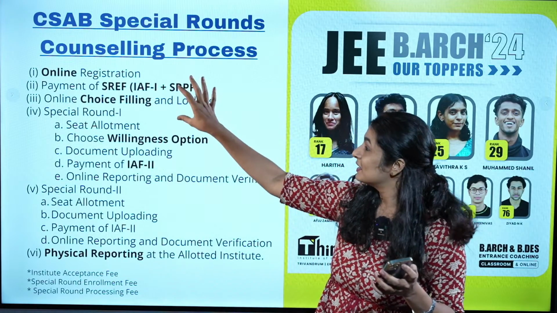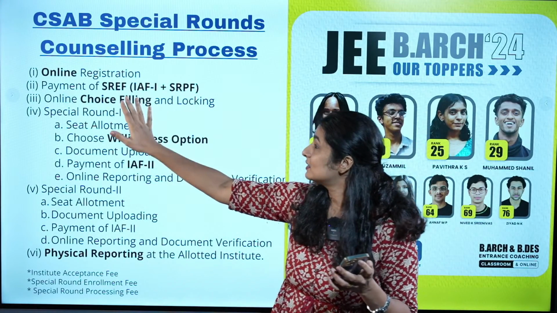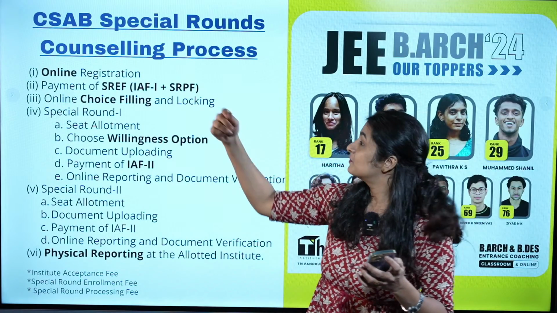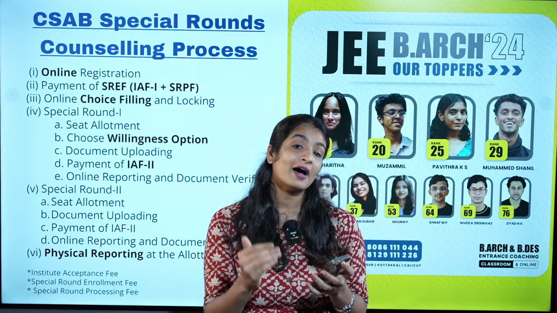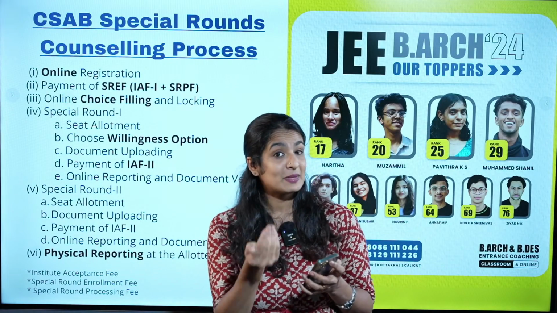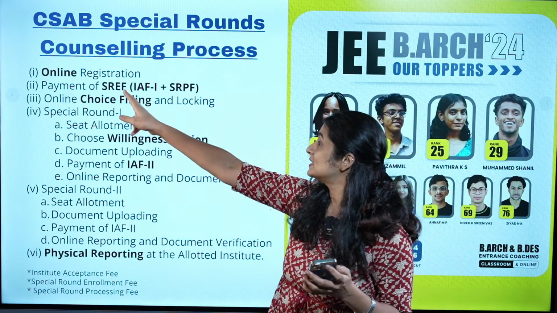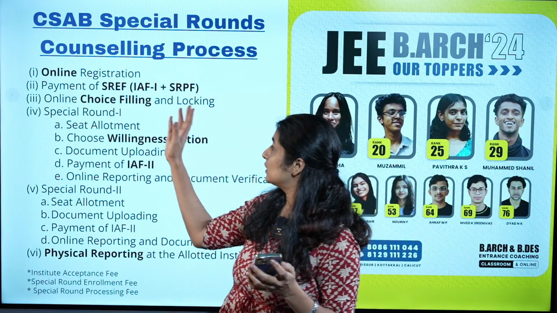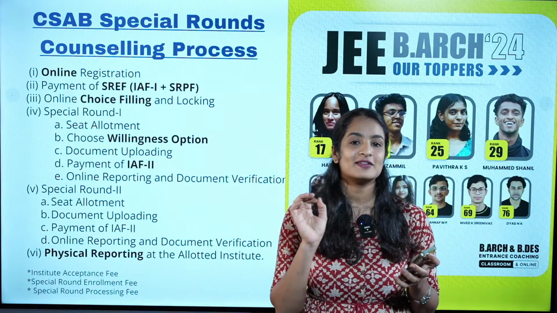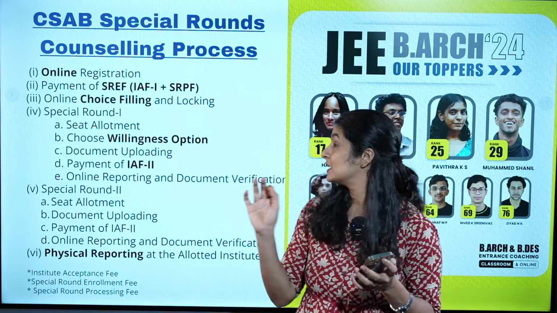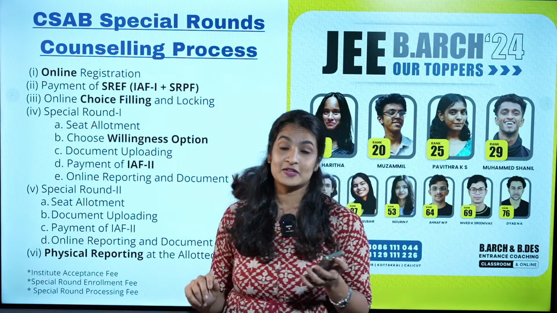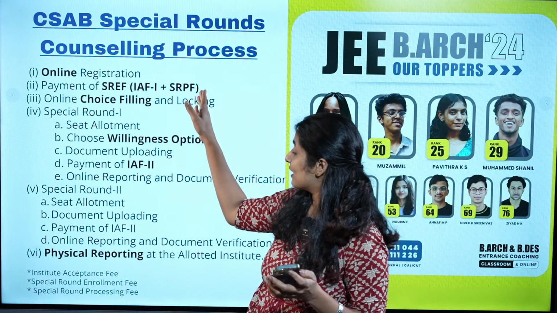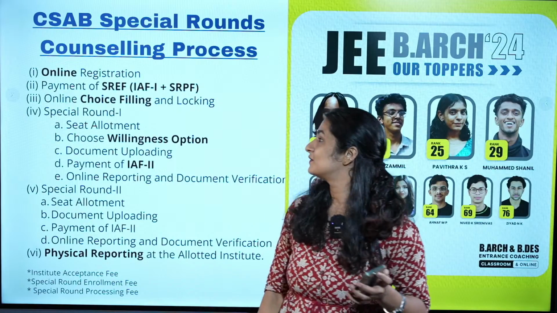See, this portion is a bit confusing, so just understand it as first set of payment and second set of payment. Unlike JOSA, you have an upfront payment that you have to make, that is your SREF, which is basically your special round enrollment fee, and IAF is institute acceptance fee, and SRPF is special round processing fee.